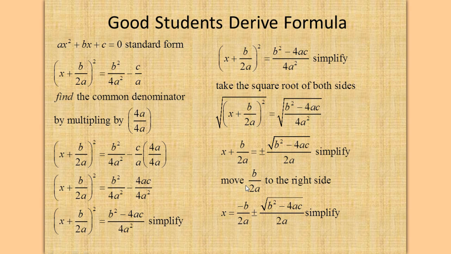Okay, now we move b over 2a to the right-hand side, and once we do that, we have to change the sign. So x equals minus b over 2a plus or minus the square root of b squared minus 4ac divided by 2a. Okay, let's continue.